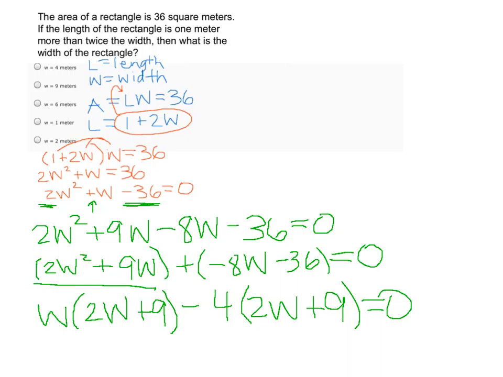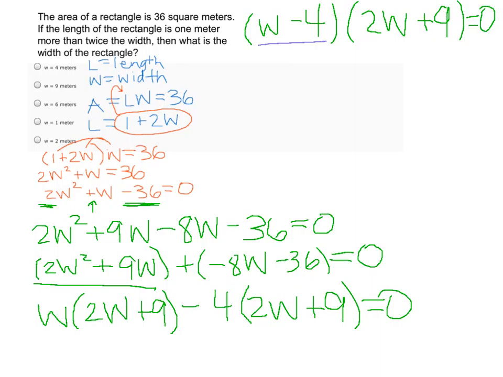Now, to finalize our factor by grouping, we're left with w minus 4 times the quantity 2w plus 9 equals 0. And now we want to finish solving for w by setting each of these groupings equal to 0. So we have w minus 4 equals 0, and 2w plus 9 equals 0.